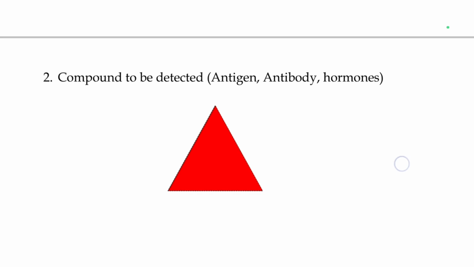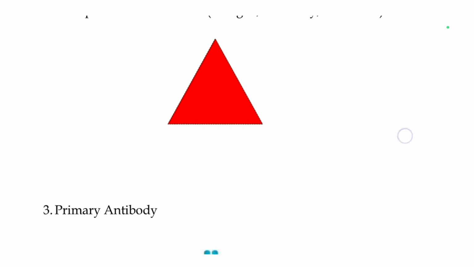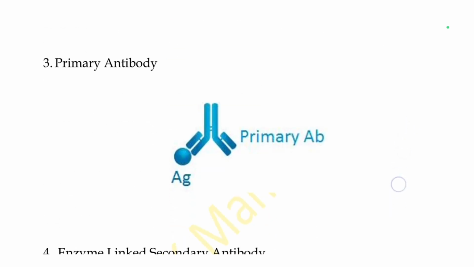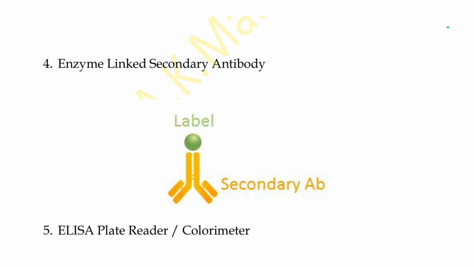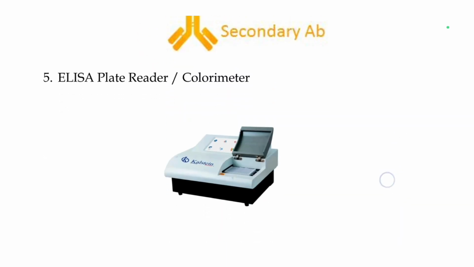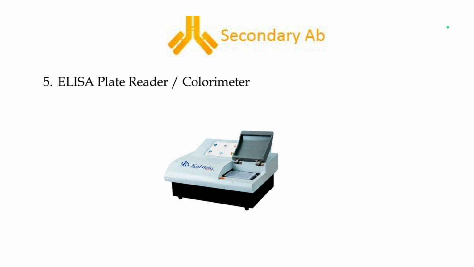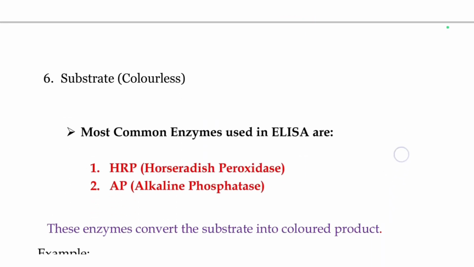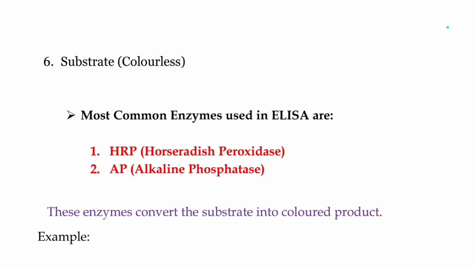Next, we require the compound to be detected. It may be an antigen, antibody or hormone. Next, we require a primary antibody which is specific to the compound which we are going to detect. Next, we require an enzyme-linked secondary antibody which is specific to the primary antibody. Next, we require a colorimeter or ELISA plate reader to check the color change as the substrate binds to the enzyme. Next, we require a colorless substrate.